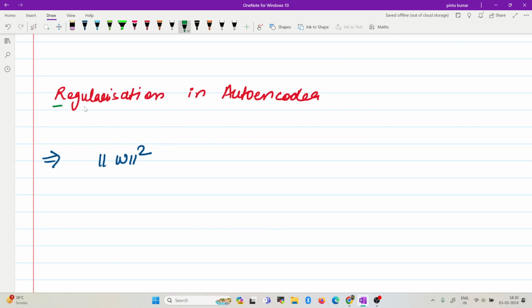So let's get to regularization in autoencoders. Anybody who has done a machine learning course would be aware that this is, I won't say the best way, but a very easy and common way to regularize.